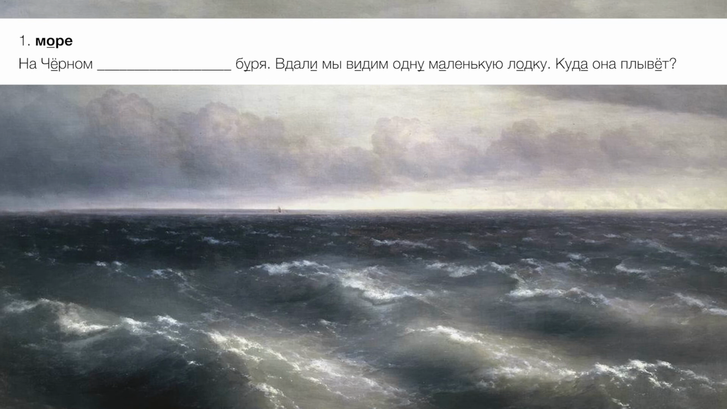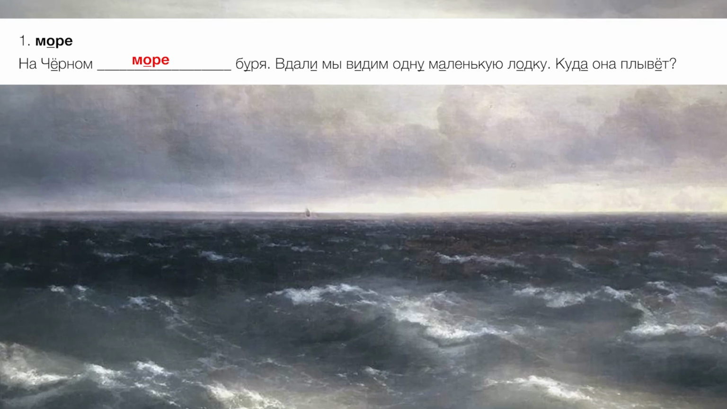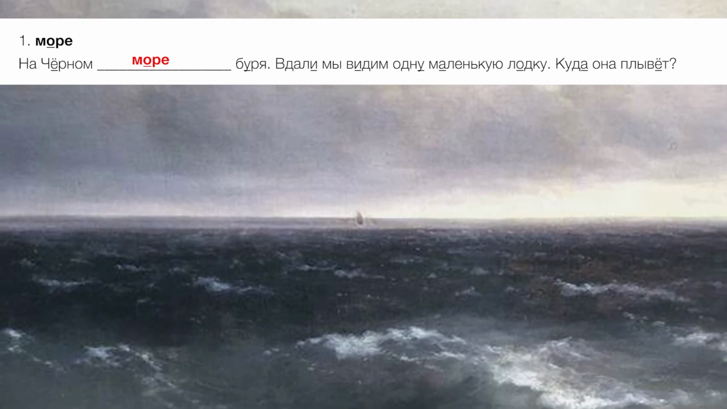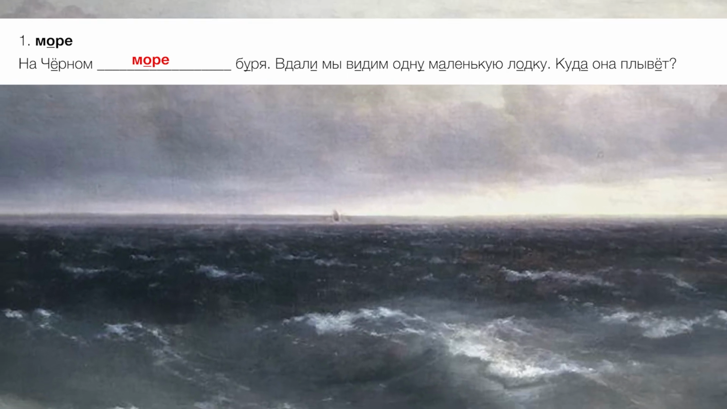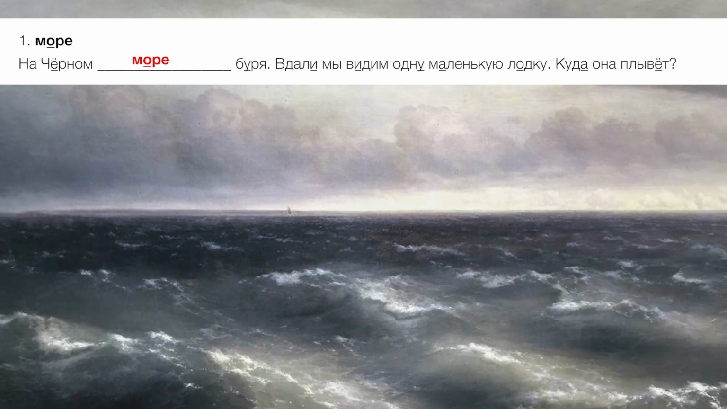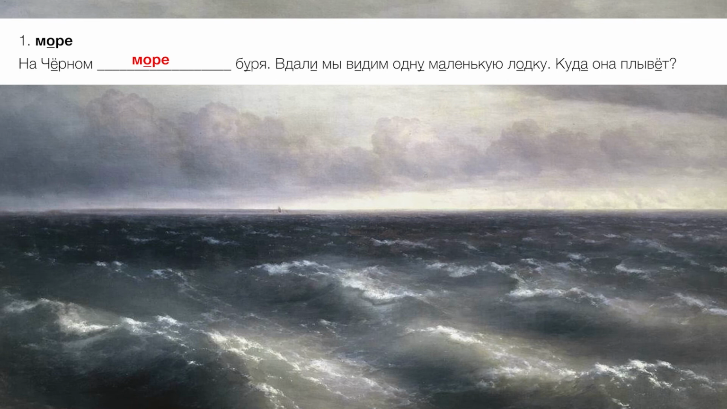There's a storm on the Black Sea. На Черном море буря. Вдали мы видим одну маленькую лодку. Куда она плывет? In the distance we see a single tiny ship, tiny boat. To where is it underway by water? If we're unpacking that determinate motion verb, right? Where is it sailing to?